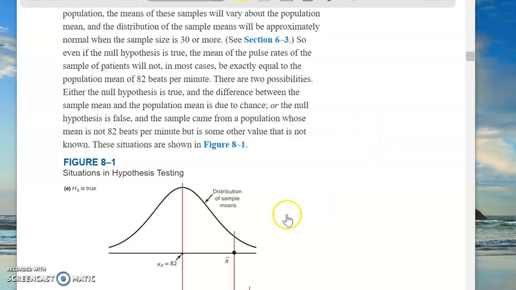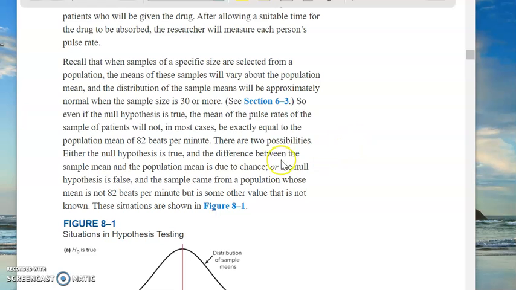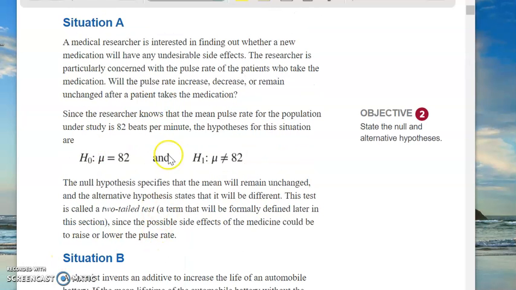So what it's saying is that even if the null hypothesis is true, even when you take those samples out of the population, using the pulse rates as an example, so even if the null hypothesis is true, if there is no significant difference, if H sub 0 is that mu is equal to some number, okay, so there's no change. That's the null hypothesis. Okay, that's what we had up here. That's situation A. Null hypothesis is that mu is equal to 82.